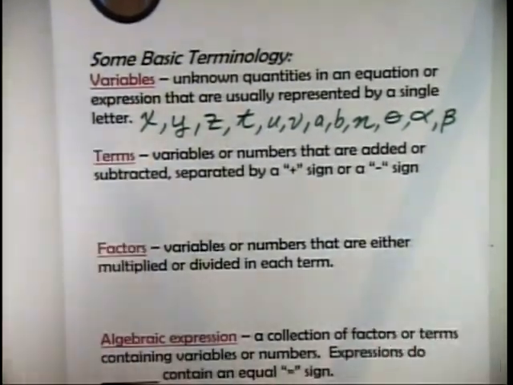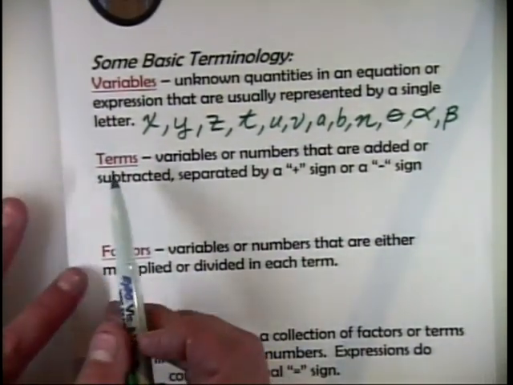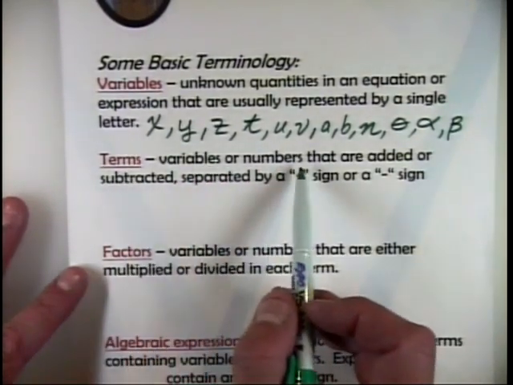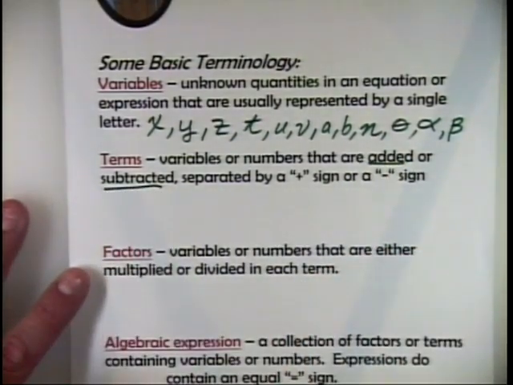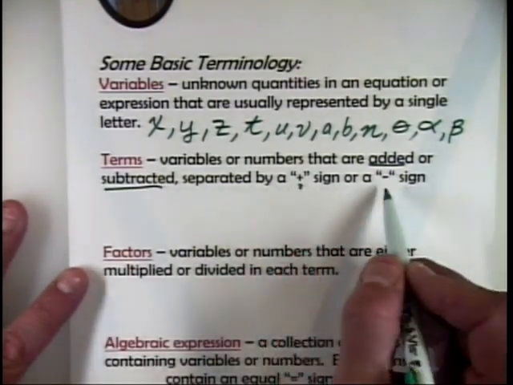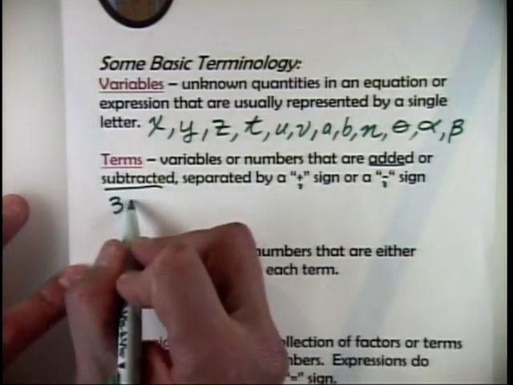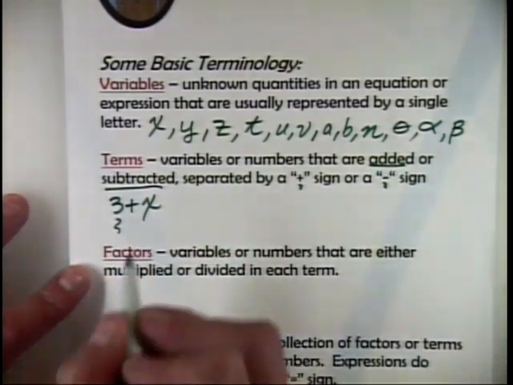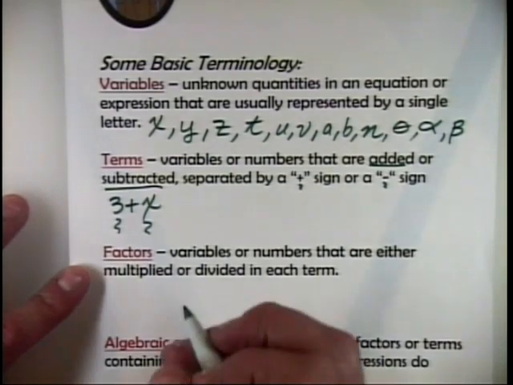Now, important, in class I see students mistaking these quite a bit. The difference between a term and a factor, a huge difference, okay? So here's what a term is. A term is a variable or variables or numbers that are added or subtracted to each other. That means they're separated by a plus sign or a minus sign. For example, in this expression, 3 plus x, there are 2 terms. The 3 is a term, the x is a term. They are separated by a plus sign, okay, terms.